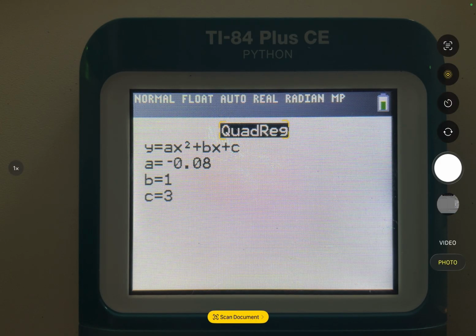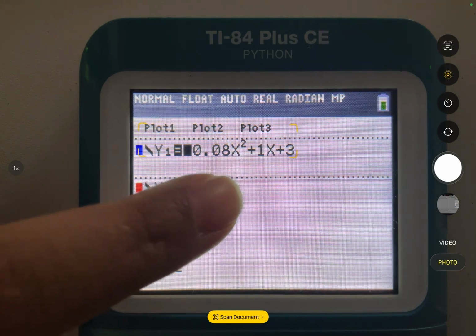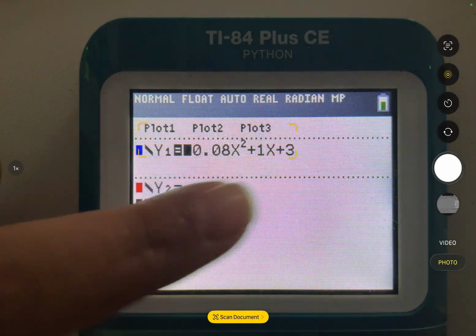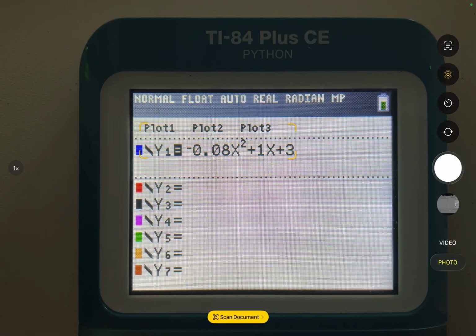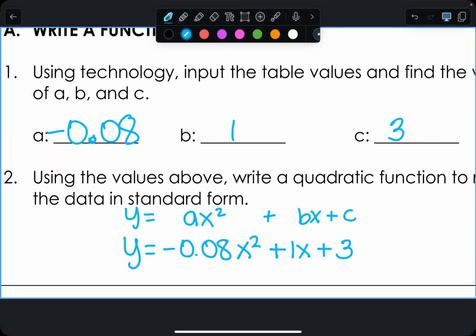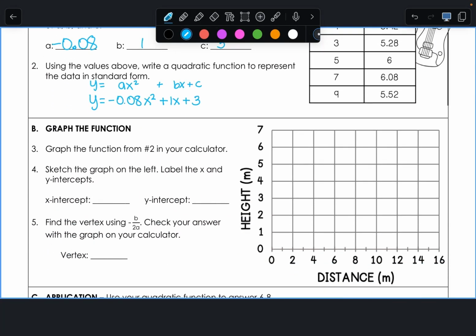Now, because we are going to be using the graph feature, next thing you need to do is go to y equals. Everybody hit y equals. That equation should already be in y equals for you. If it is not in y equals for you, that is because you forgot what step. Alpha trace. Very good. You forgot alpha trace. Now, since it is there, let's keep going. It says, sketch the graph on the left, label the x and the y intercept.